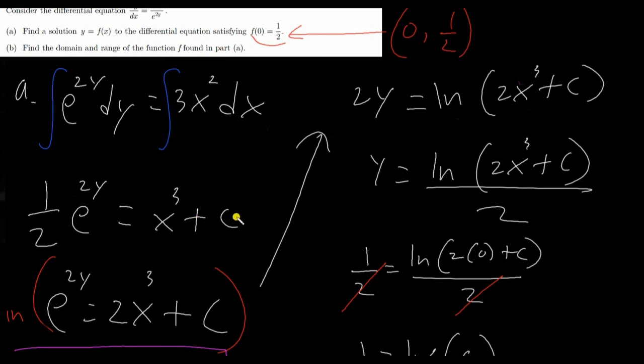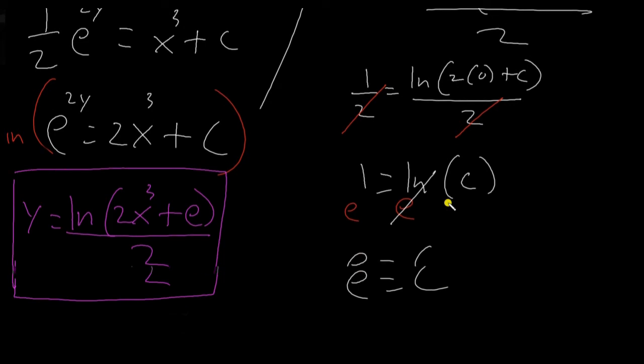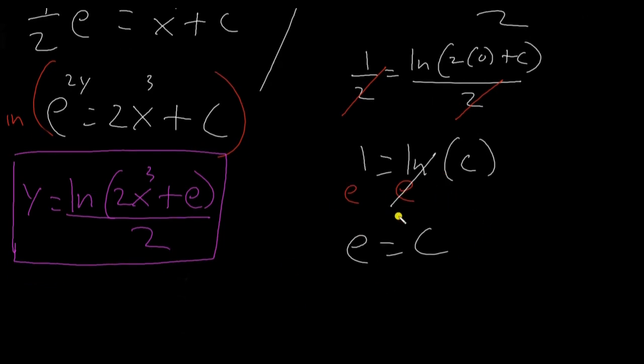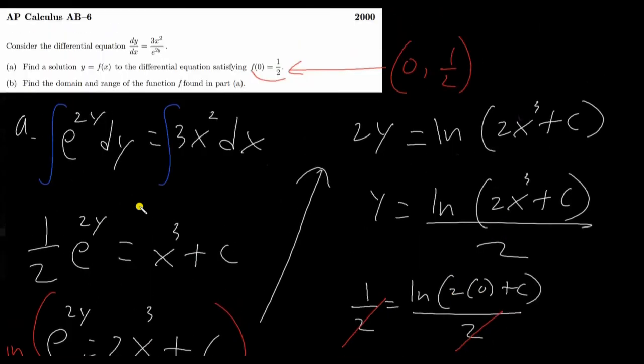And then you get another point for correctly solving for the value of c, and then finally for putting that in here and solving the whole equation for y. That's another point. That's a total of 6 points, right? Now let's move on to part B.